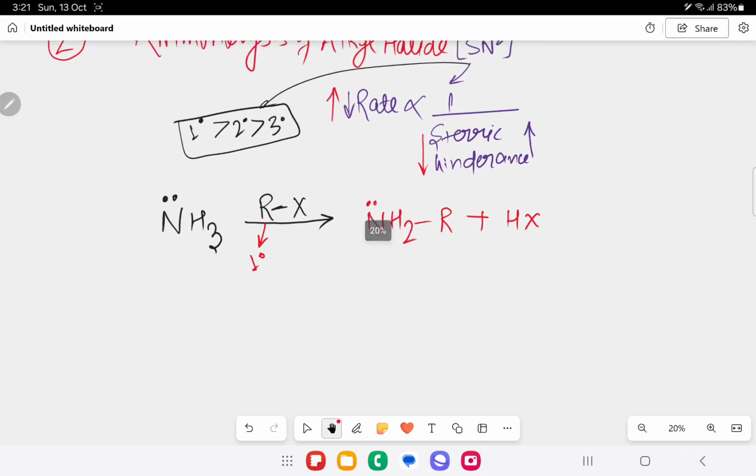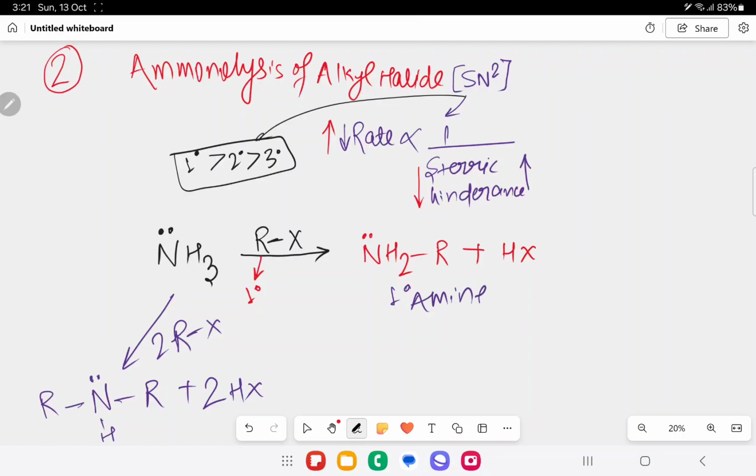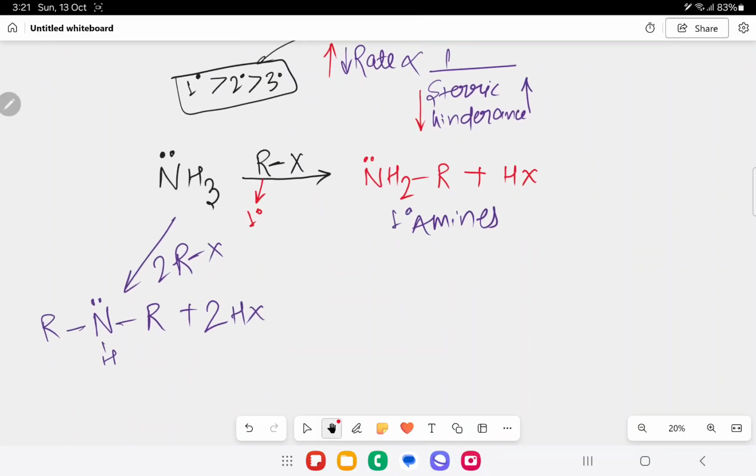Suppose in the same reaction I have taken 2 mole of RX. What happens in this case: you will get NH, and if you want to write it differently, 2 R will be attached, with one H on the other side and a lone pair over here, plus 2 mole of HX going outside. It means if you take 1 degree alkyl halide, you will get 1 degree amines, and if you take 2 mole of alkyl halide, you will get 2 degree amines.